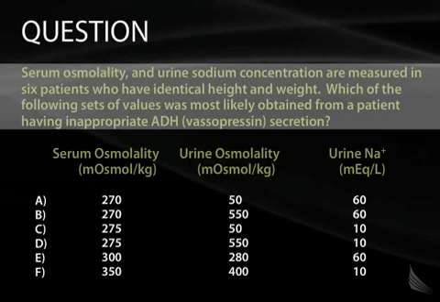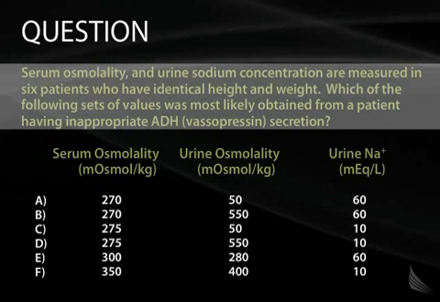So the way to approach these types of questions would be to actually try to understand some basic concepts about SIADH that we talked about. So the first thing that we talked about was to look at the urine and the plasma osms. So by definition, when you have too much ADH, you're diluting your plasma. So your plasma osms are going to be lower than the urine osms. So look for a situation where the urine osms is higher.